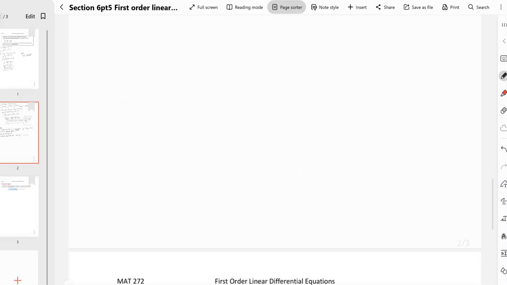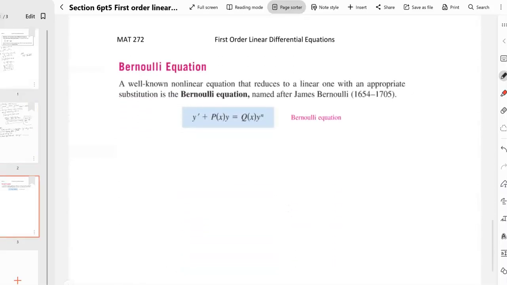So Bernoulli equations are really similar to that. Notice that the standard form, or the proper form as I like to call it, is the same. The difference is that we have y to some kind of power over here. We're going to do a clever substitution. We are going to let u equal y to the 1 minus n. And then when we make that substitution, it is going to turn this into a first order linear equation.